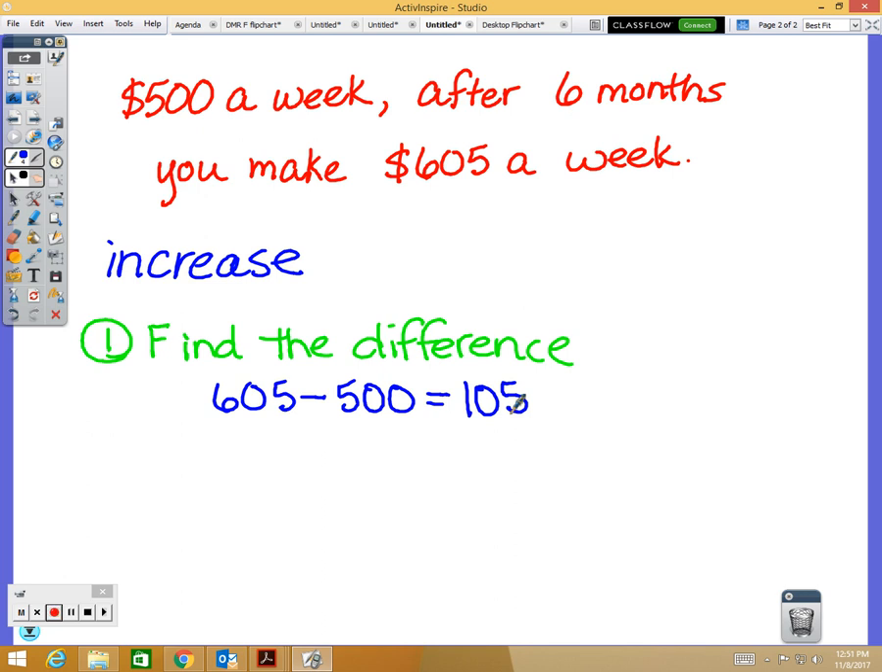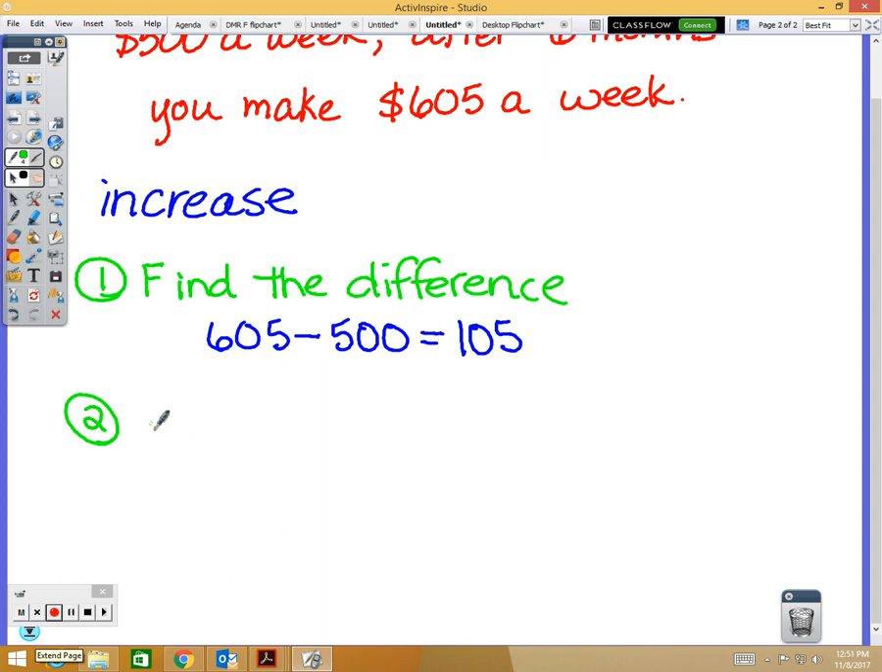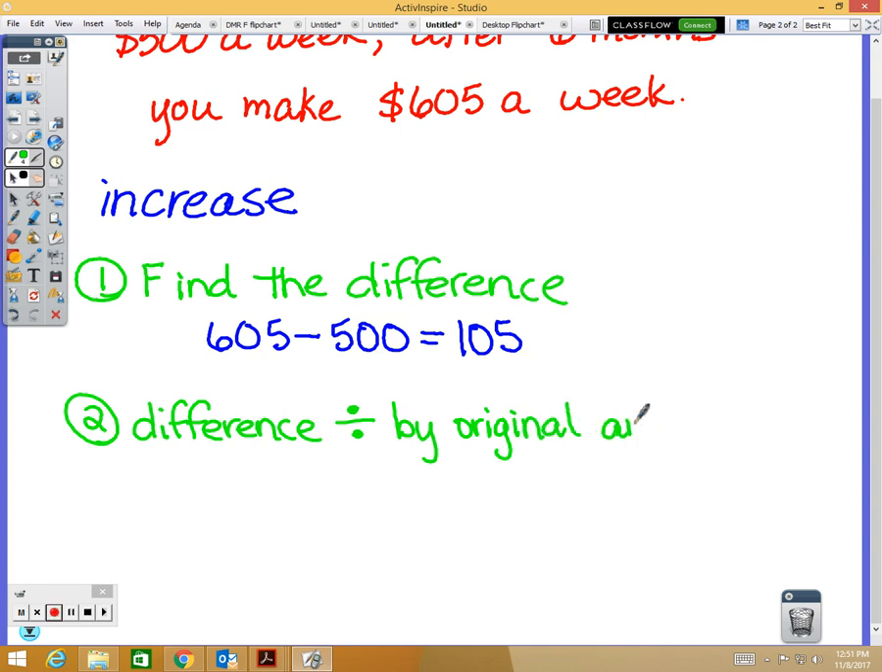But again, we want to find the percent that it increased. So to find the percent, we're going to take the difference that we just found, and we are going to divide that difference by the original amount. So write those steps down. So you found the difference, and then we're going to take the difference divided by the original amount. Sometimes that's the big number, sometimes that's the small number. It just depends on the problem.